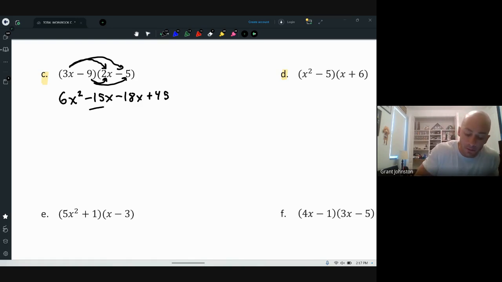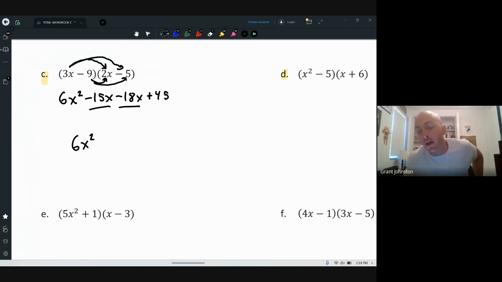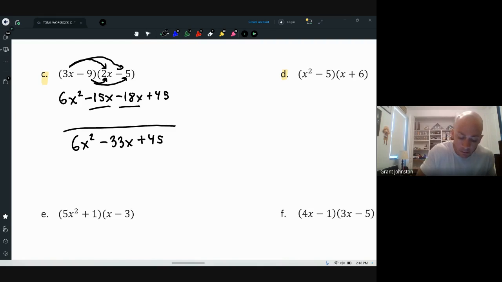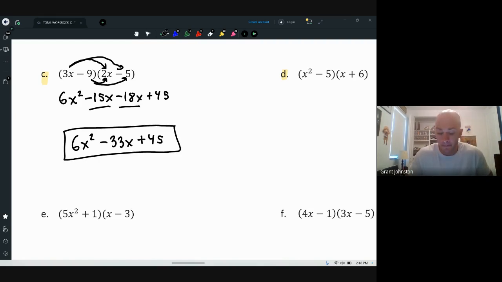Combine like terms. We have our negative 15x and our negative 18x. So let me first rewrite the 6x squared. The negative 15x combined with negative 18x would be negative 33x. And then we still have the plus 45. Let me show you D.